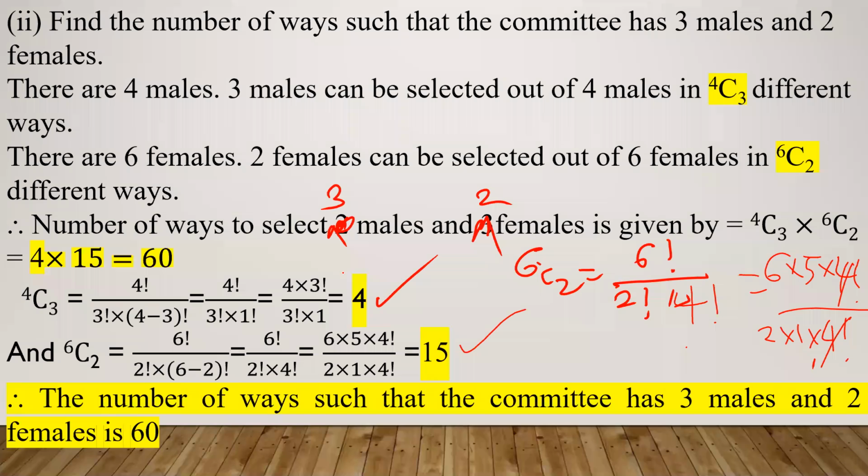So I got the value of 4C3 and I also got the value of 6C2. The number of ways to select 3 males and 2 females is given by 4C3 into 6C2. The value of 4C3 is 4, and 6C2 is 15. So 4 into 15, the answer will be 60. That means you can form 60 different committees which contain 3 males and 2 females.